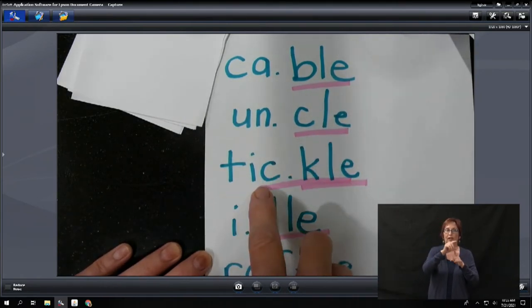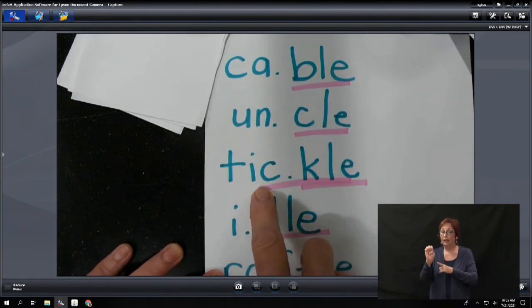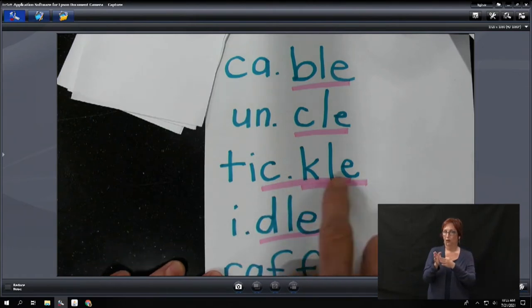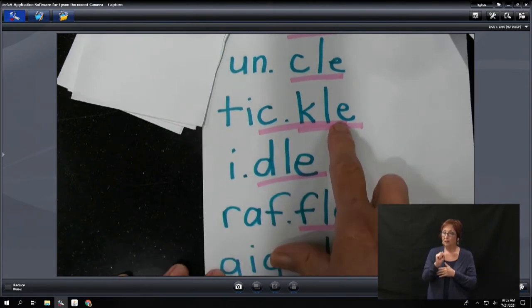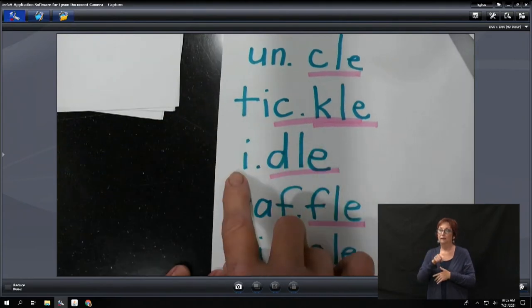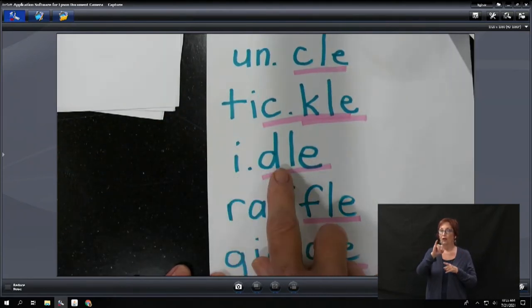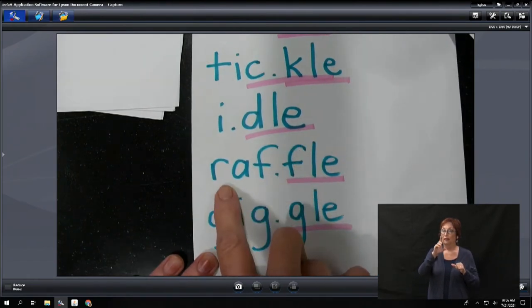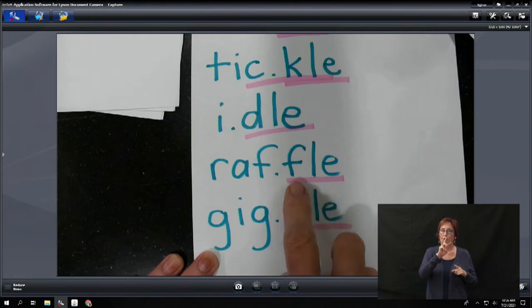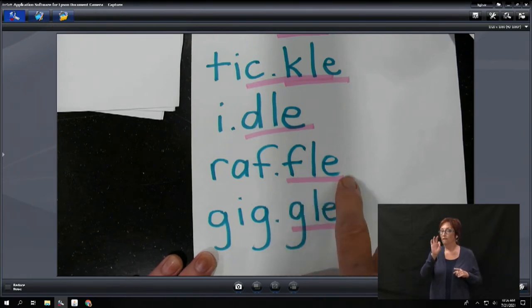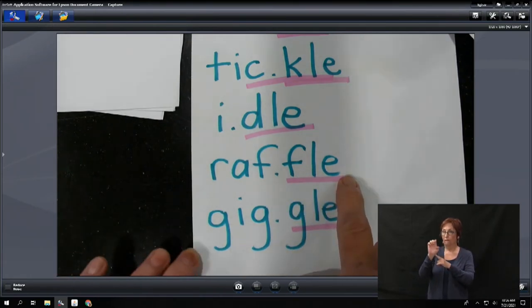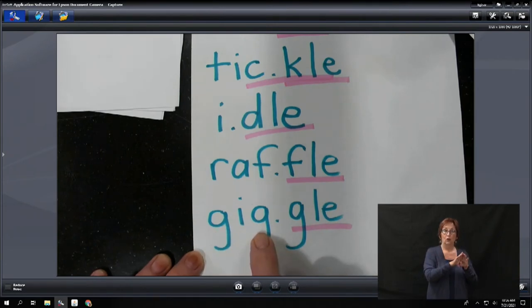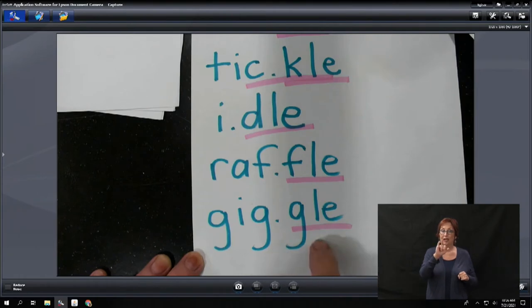So what kind of a syllable pattern is this? Closed. Closed and consonant LE. What's this say? Coal. Okay. I have the word idle, open and a consonant LE. What's this say? Dull. I have the word raffle, closed syllable, consonant LE, full. Everybody? Full. I have a closed syllable gig and a consonant LE, goal, everybody? Goal.